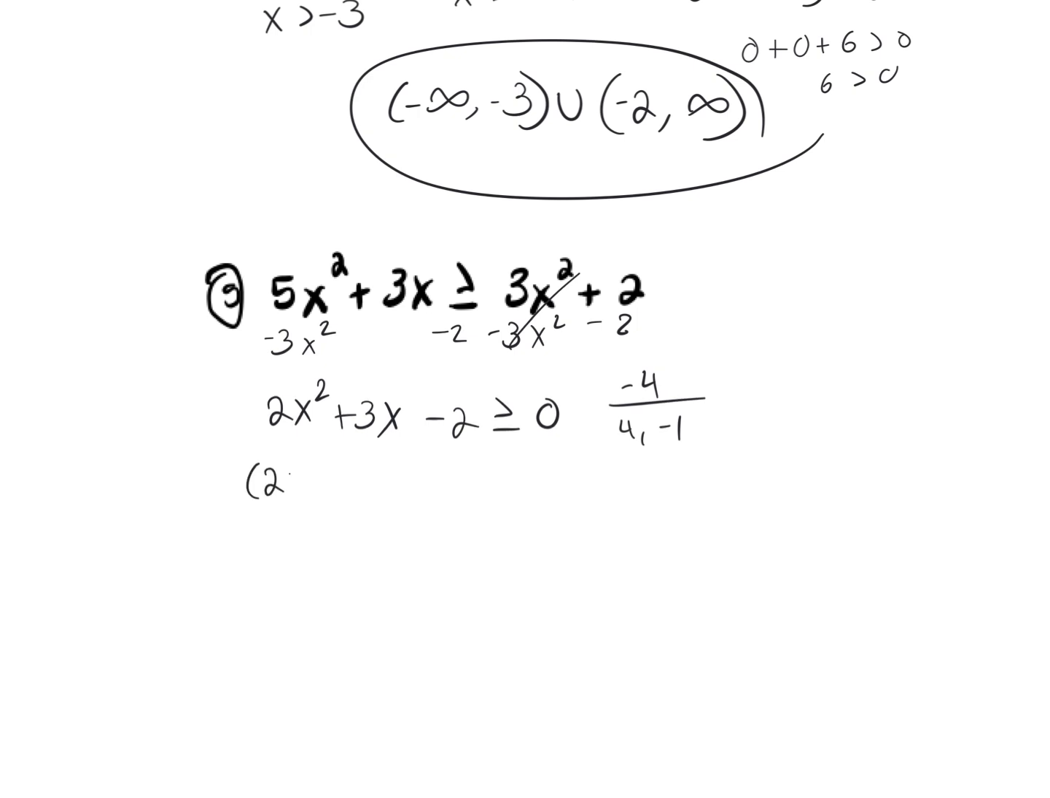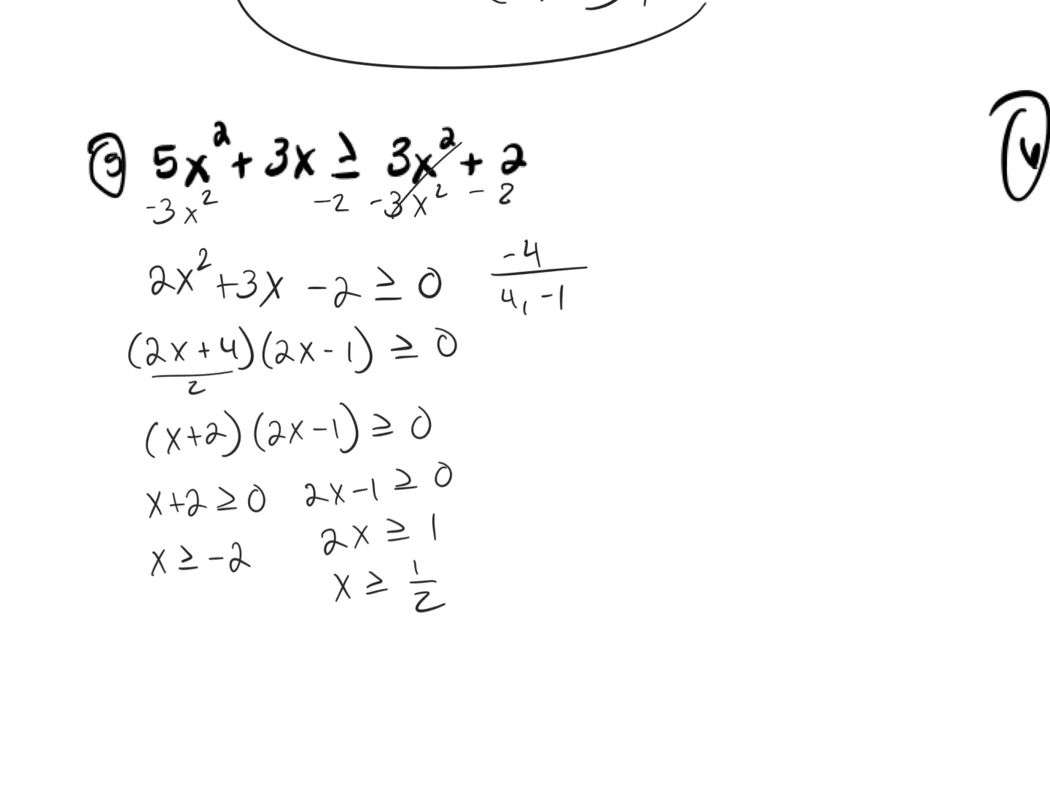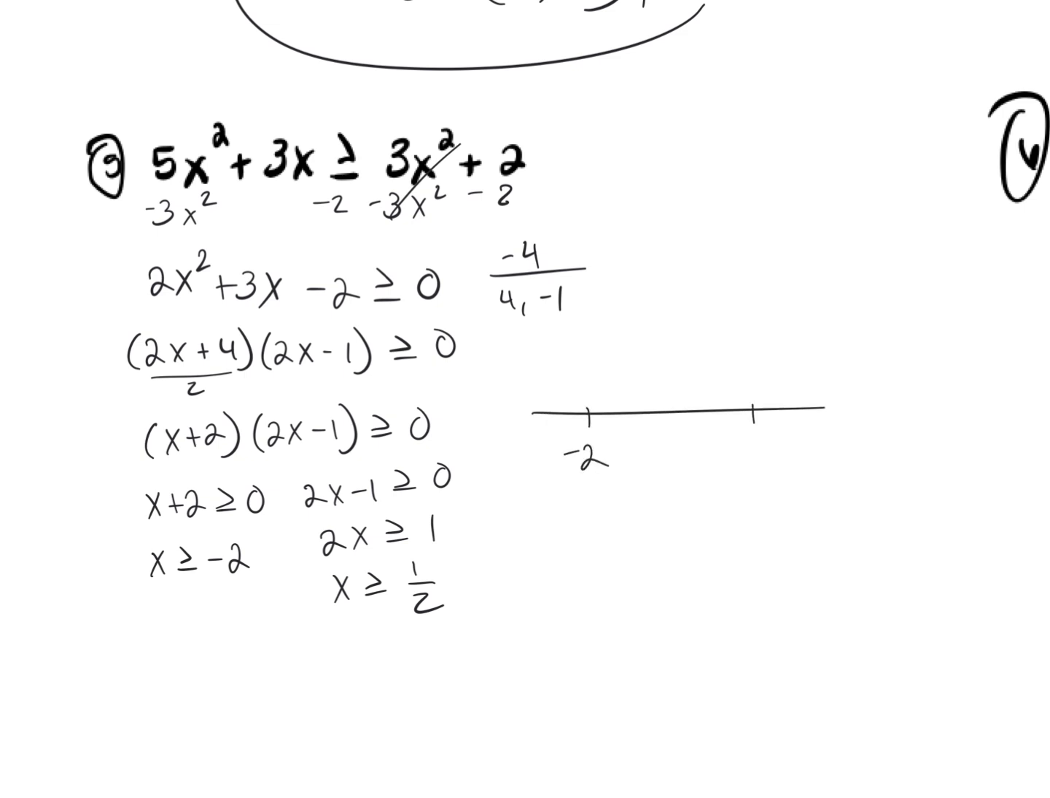So we're going to get 2x plus 4, 2x minus 1 is greater than or equal to 0. I'm going to simplify this to get x plus 2, 2x minus 1 is greater than or equal to 0. So we're going to get x plus 2 is greater than or equal to 0, 2x minus 1 is greater than or equal to 0. So we get x is greater than or equal to negative 2. And 2x is greater than or equal to 1. So x is greater than or equal to a half. I'm going to go ahead and plug them in. So negative 2, a half, closed circle for both.